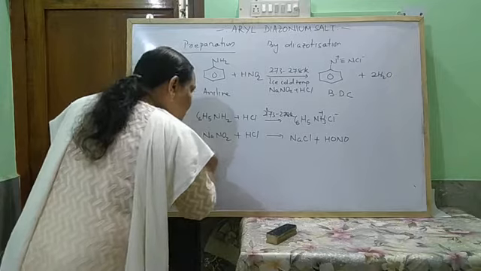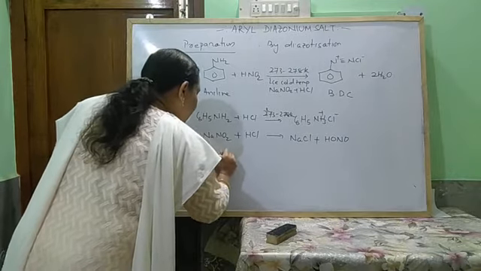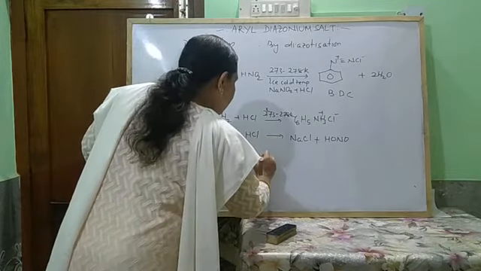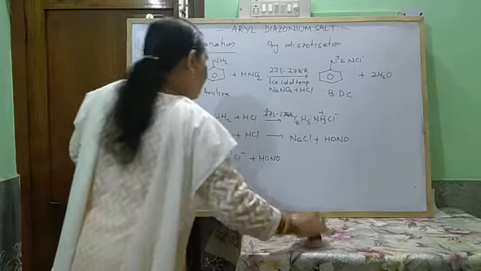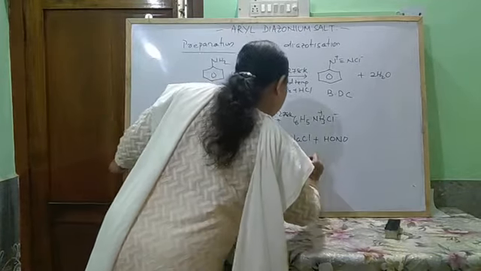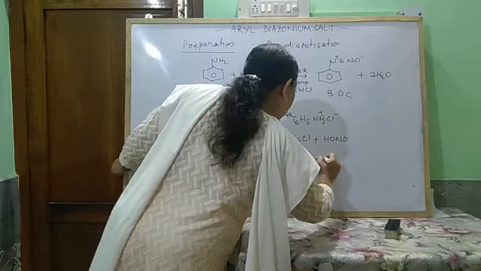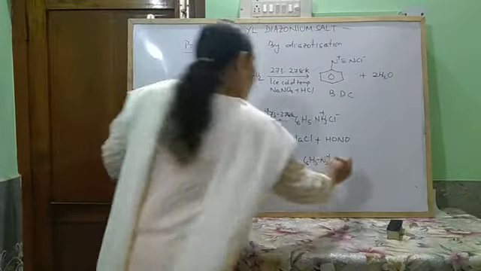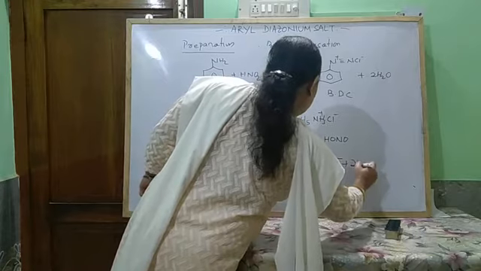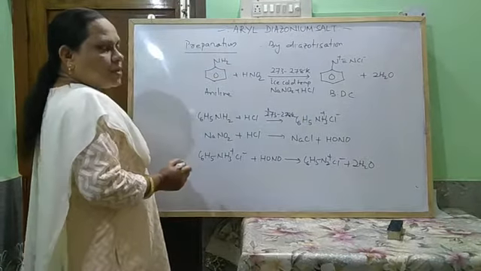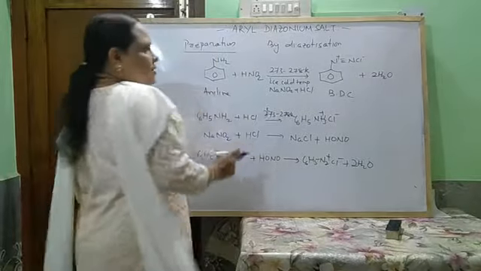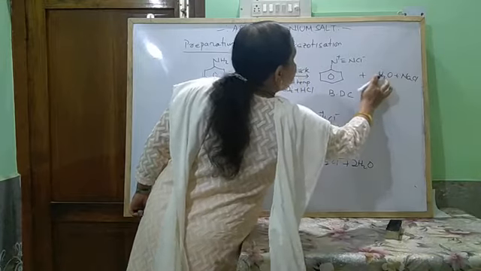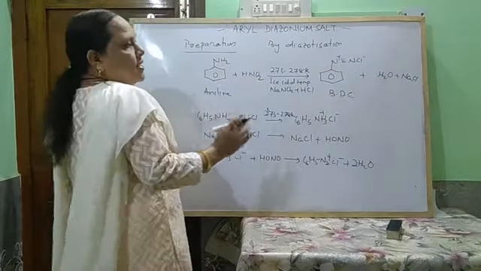Again these are treated: C6H5NH3+ Cl minus plus HONO gives rise to C6H5N2+ Cl minus plus 2H2O. Okay, so we can write the reaction like this, or here also we can write H2O plus NaCl. One product is NaCl, so I am writing NaCl.